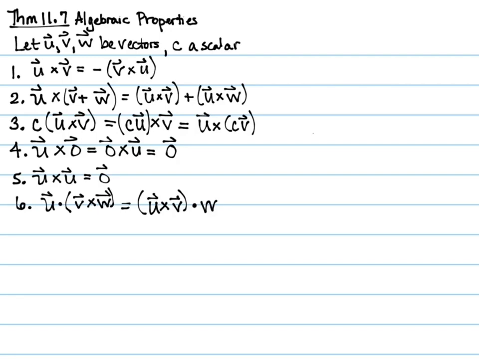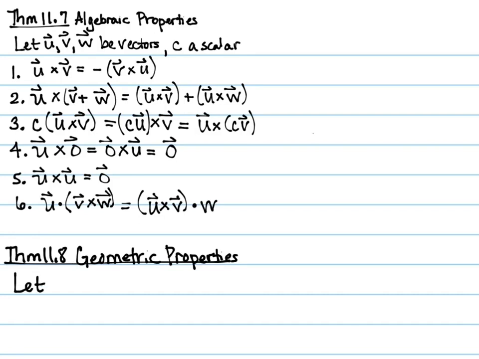So theorem 11.8 are geometric properties, ones that everybody keeps bringing up. So you've got to have them down before you keep talking to me about them. Let u and v be non-zero vectors in space, and theta the angle between them.